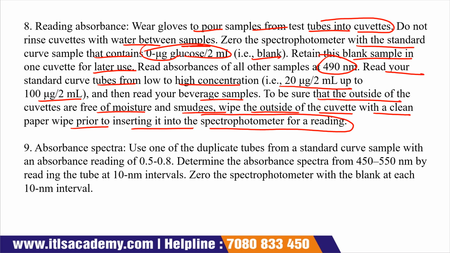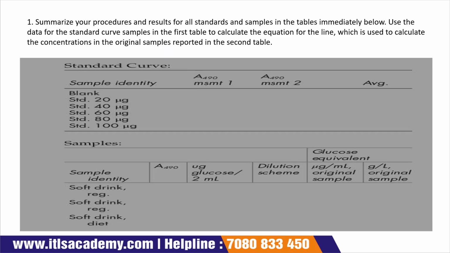Wipe the outside of the cuvette with a clean paper wipe prior to inserting it into the spectrophotometer for the reading. Now, for the absorbance spectra, use one of the duplicate tubes from a standard curve sample with an absorbance reading of 0.5 to 0.8, and determine the absorbance between 450 nanometer and 550 nanometer by reading the test tube at 10 nanometer intervals. Zero the spectrophotometer with the blank at each 10 nanometer interval.